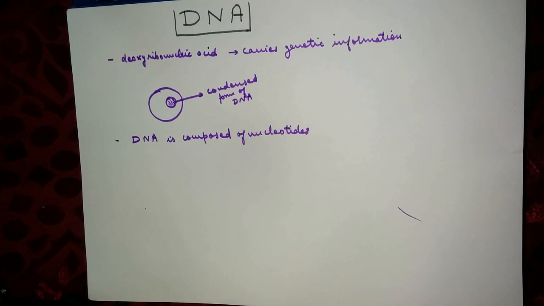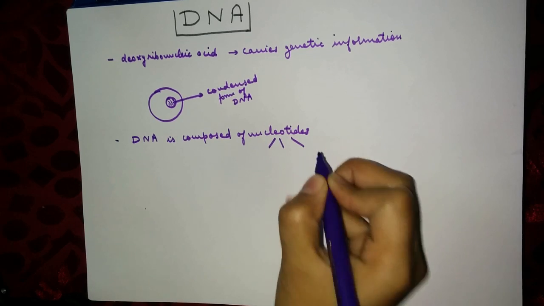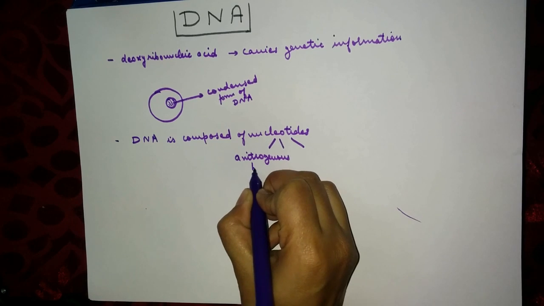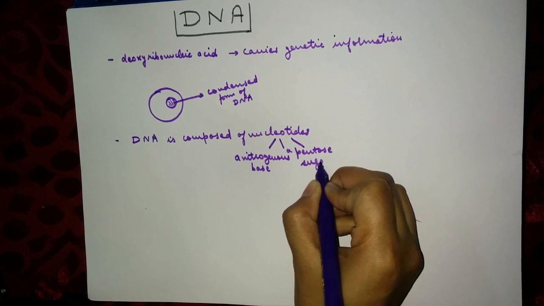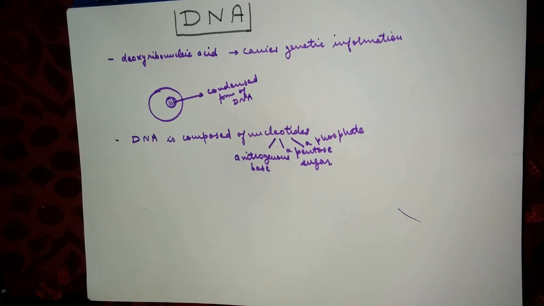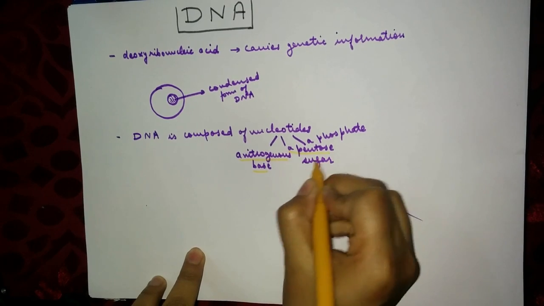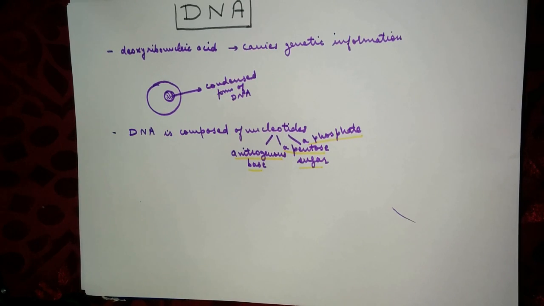The DNA is composed of nucleotides, and each nucleotide is composed of three components: a nitrogenous base, a pentose sugar, and a phosphate. So the three components of a nucleotide are a nitrogenous base, a pentose sugar, and a phosphate. All these nucleotides join together to form a DNA molecule. Now let's depict this through this simple figure.